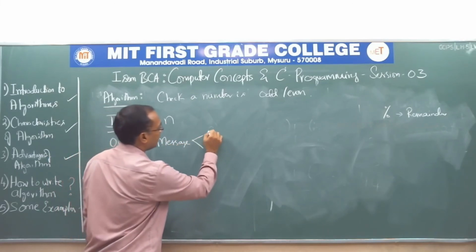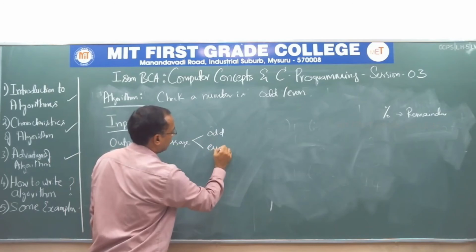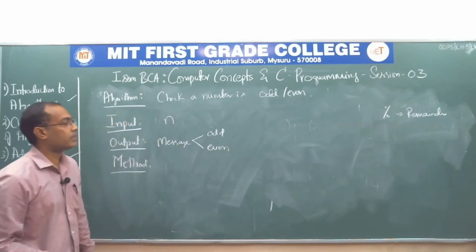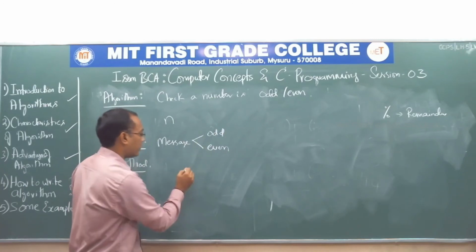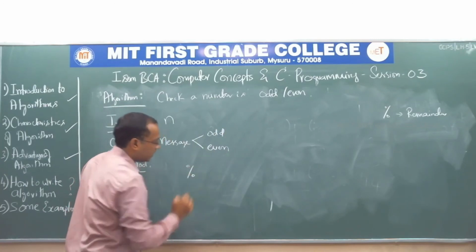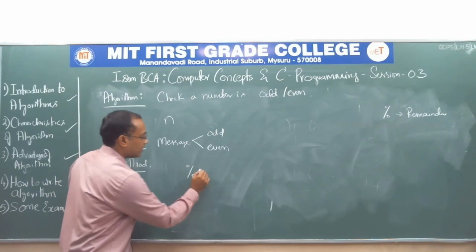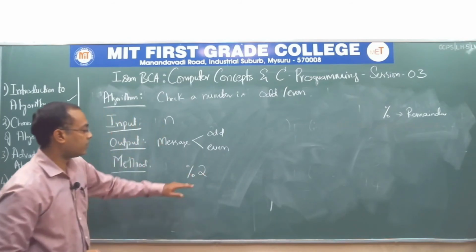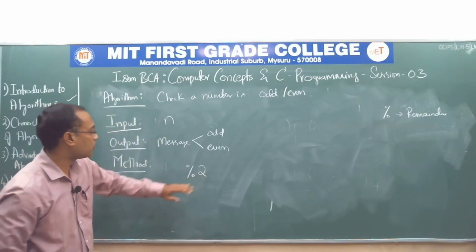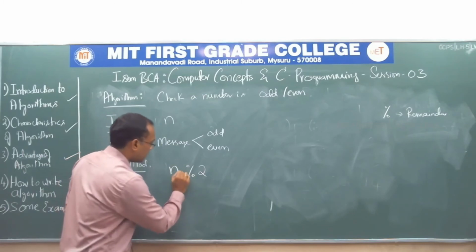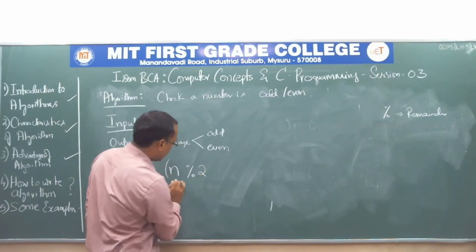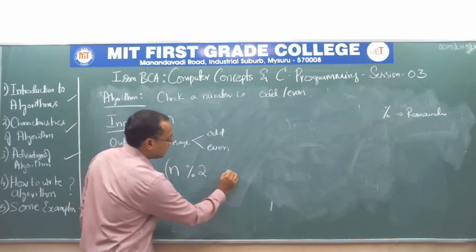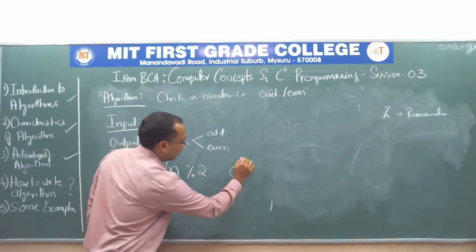The number can be either odd or even. What is the method? We need to divide that number, and we are going to use the remainder operator. So we write down the remainder operator first, then the operation for division, n mod 2. And then we need to check whether this remainder is equal to 0 or not.